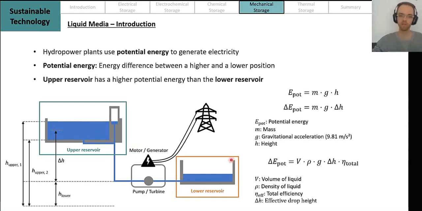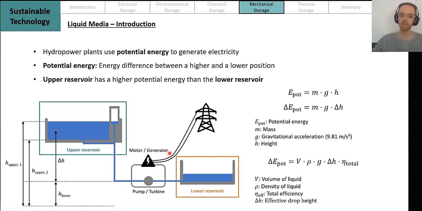So let's have a deeper look into the energetic situation here. The potential energy in terms of physics is defined as the mass times the gravitational acceleration times the height. And because our water up here has a greater height than the water down here, we do have a difference in potential energy, which I can simply write as mass, because the mass is the same no matter if the water is up or down, times gravitational acceleration, times the difference in height between these reservoirs.